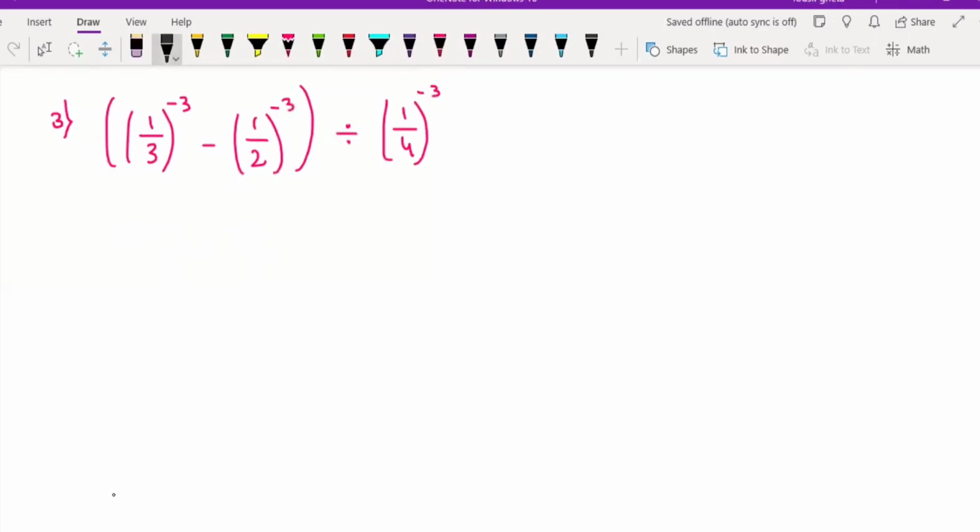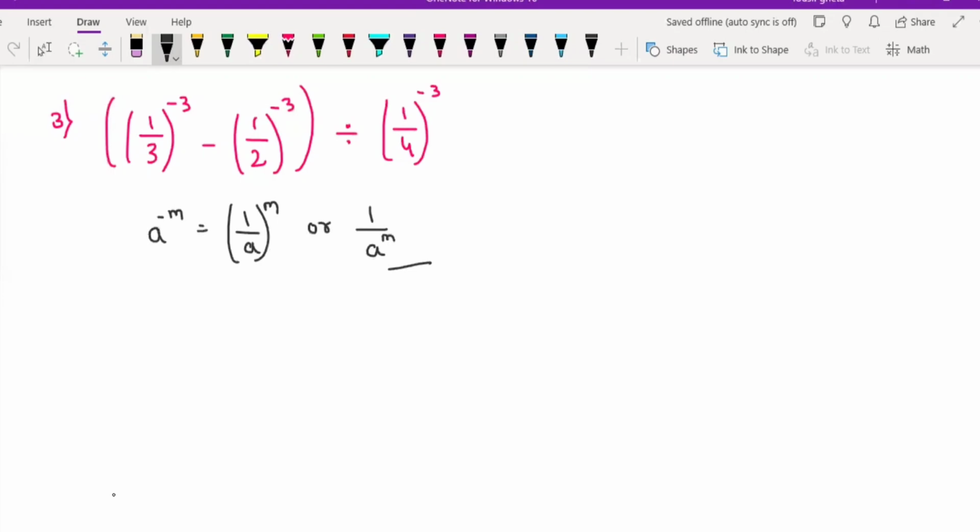As you can see, every term has a negative power. So let us apply the law of exponent, that is a to the power of minus m is equal to 1 by a whole to the power of m. You can write it in this way, or 1 by a to the power of m. No worries in that.